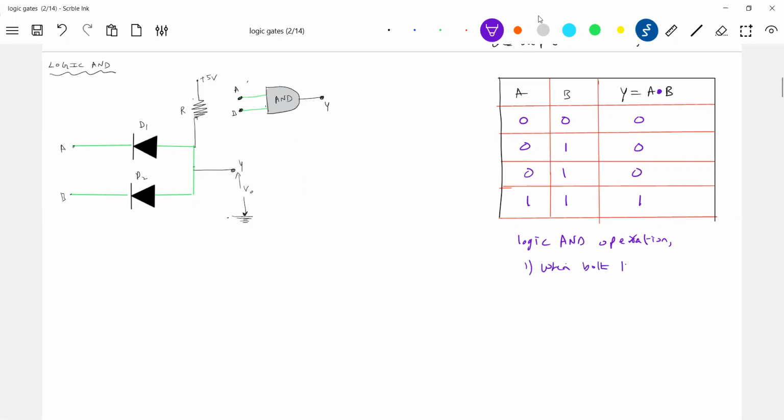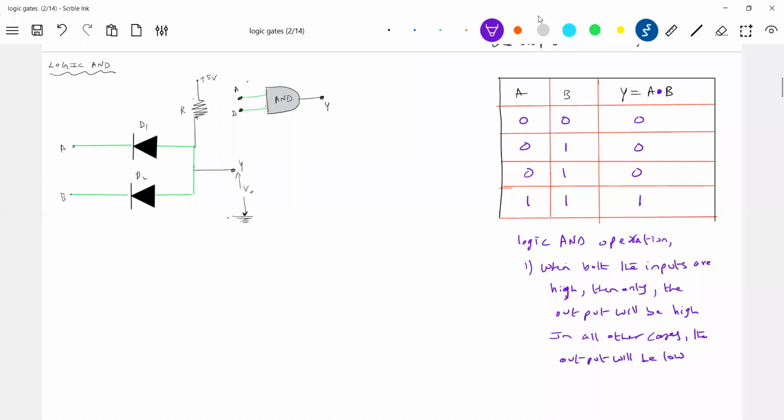When both the inputs are high, then only the output will be high. In all other cases, the output will be low. Finish. So how can we implement that operation?